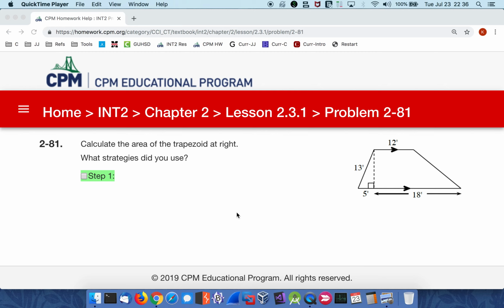Okay, here we are on 2 TAC 81. Calculate the area of the trapezoid at the right. What strategies did you use?